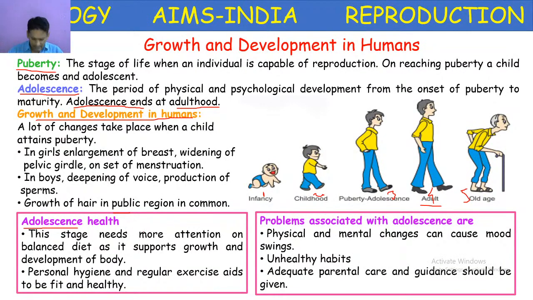So that's why a lot of restrictions by parents and many guidelines from the teachers will be given to the adolescent child. So this stage needs more attention on balanced diet. Why? Because growth is very rapid, as it supports the growth and development of the body. So next, personal hygiene. Most important one is personal hygiene, and regular exercise aids to be fit and healthy.